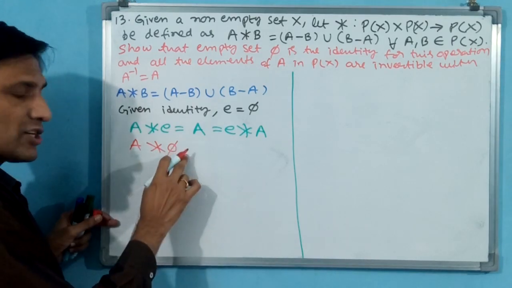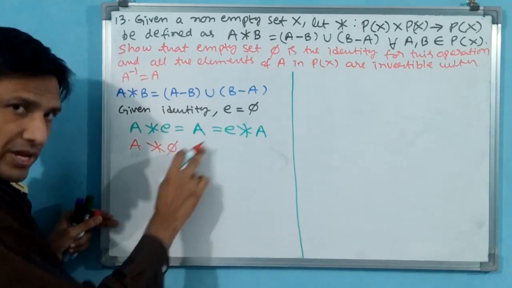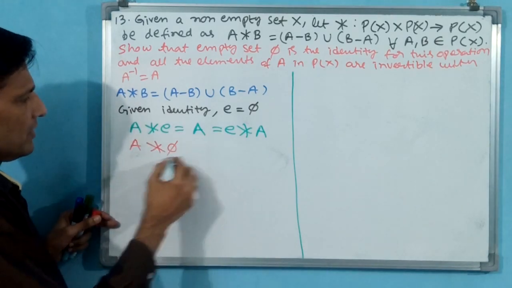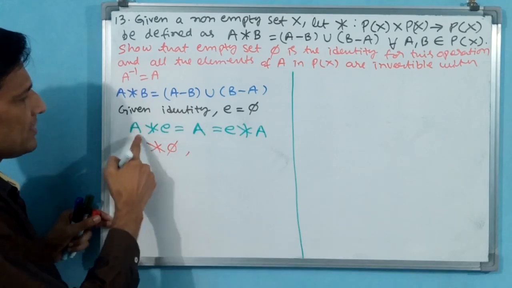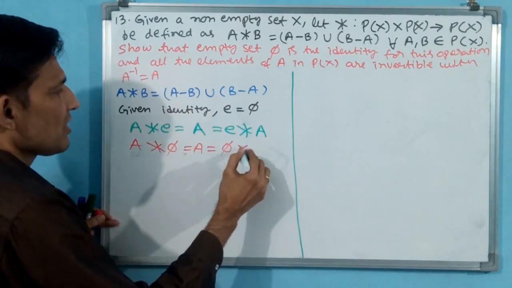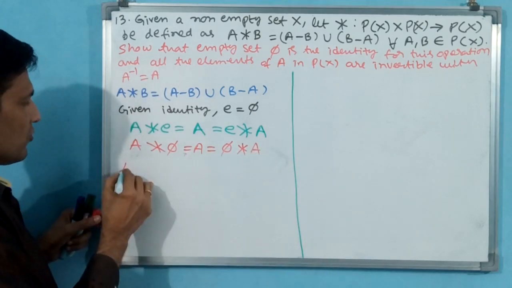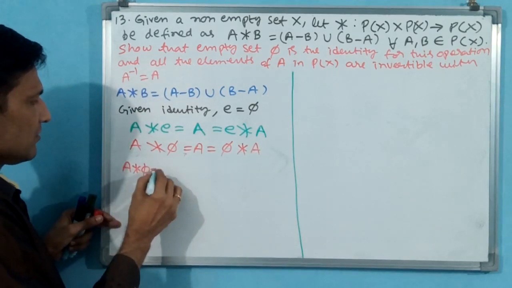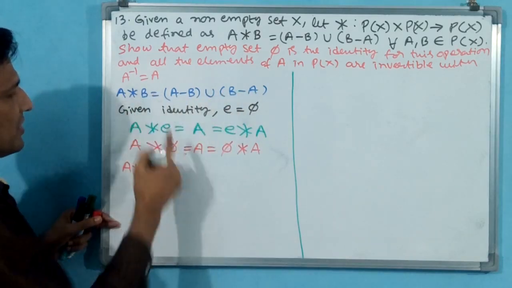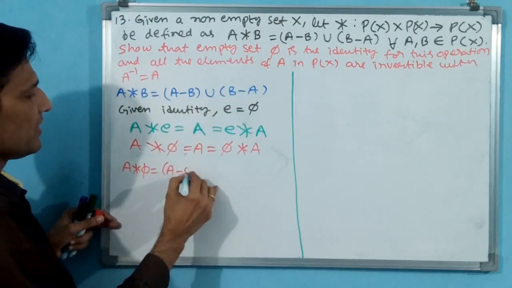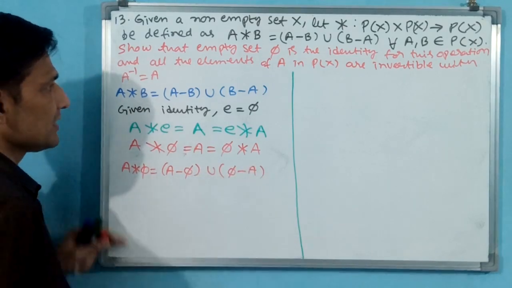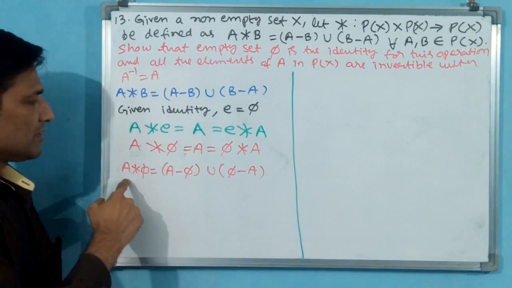Okay. A star 5. It should come on the LHS; I have taken A star 5. Now, A star 5, what do you have to write? You write again: A star 5 is equal to A star B means this much you have to write. A star 5 means the same thing: A minus 5 union 5 minus A. Is it correct? You compare this one.